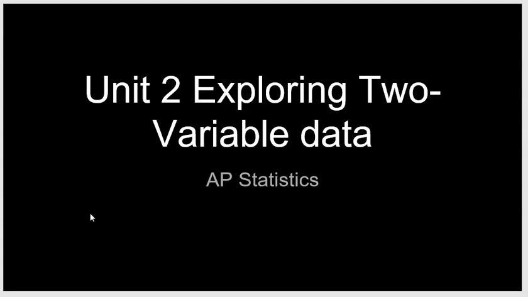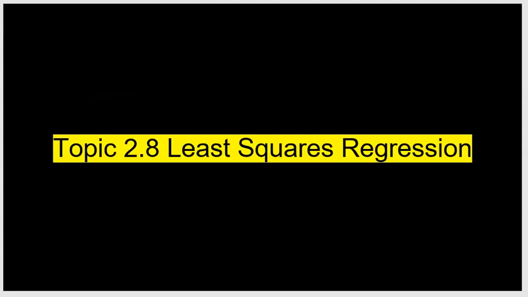All right, welcome to Unit 2, Exploring Two Variable Data with AP Statistics. In this video, we are going to cover Topic 2.8, Least Squares Regression. Now, I'm going to warn you, this is a little bit of a longer topic. There are lots of little fine details in here, so there will be two videos for this, Part A and Part B, so you are watching video Part A.